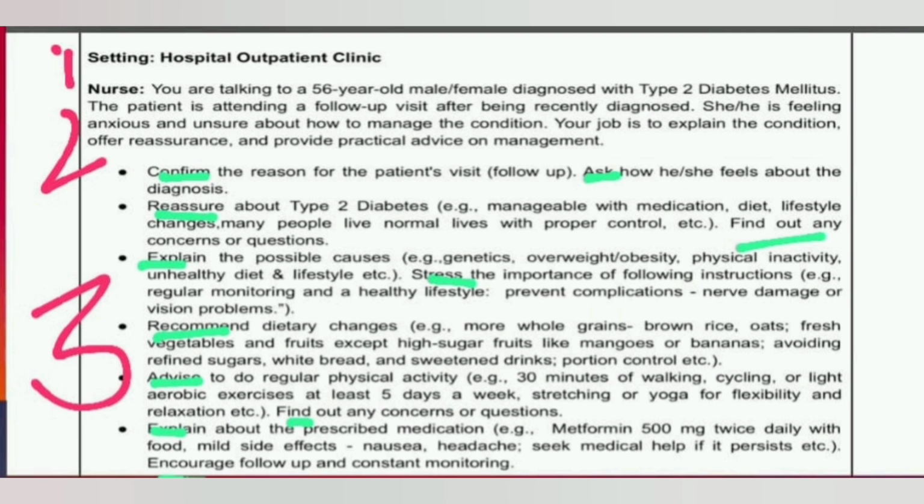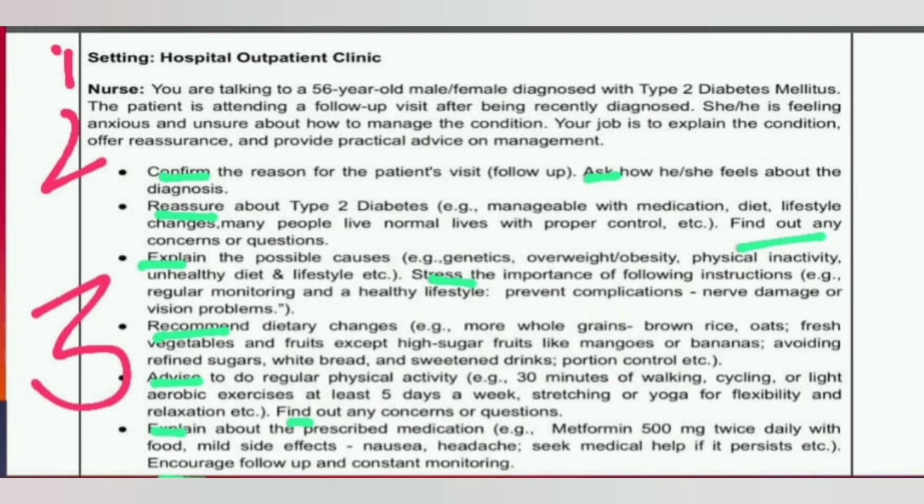So, how does that sound to you? Like this, we have to ask. Next is find out any concern or question. Again, we have to ask the patient whether there is any query. So, we can say like this: do you have anything to ask?